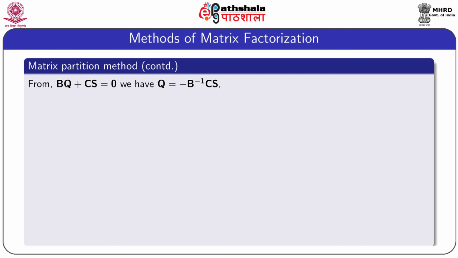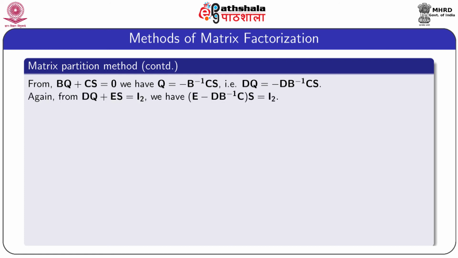So, here we obtain the matrix Q. Again, DQ equal to minus D B inverse CS. Again, from the fourth equation, we have DQ plus ES equal to I2. This gives E minus D B inverse C into S equal to I2, or S equal to E minus D B inverse C whole inverse. So, this expression gives the matrix S.